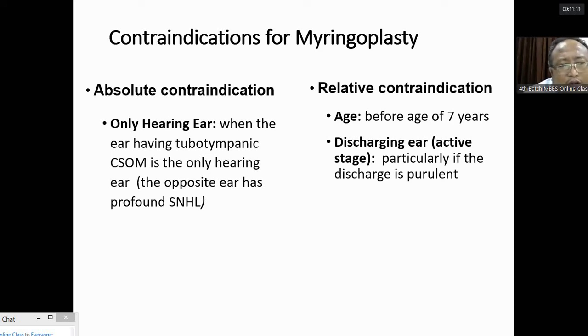Regarding the only hearing ear, for example, if the patient has almost a dead left ear and has a central perforation in the right ear, the patient wants to go for the surgery so that there might be some improvement in the hearing. But an ethical issue may come. For the only hearing ear, we usually don't advise them to go for the surgery.